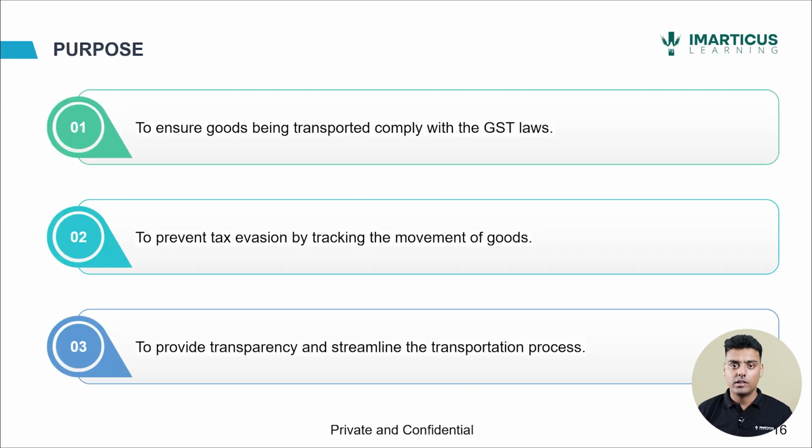Why do we have an e-way bill? 1. The purpose is to ensure that we are compliant with the GST law. 2. It is done to make sure that the tracking of movement of goods is happening properly. 3. It provides proper transparency and streamlines the transportation of goods.